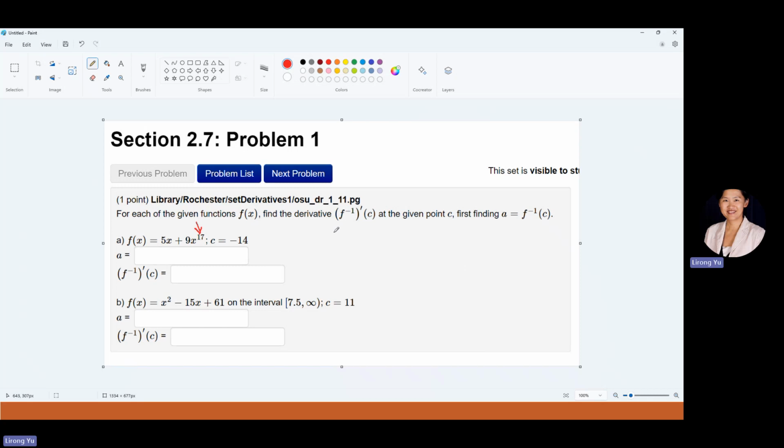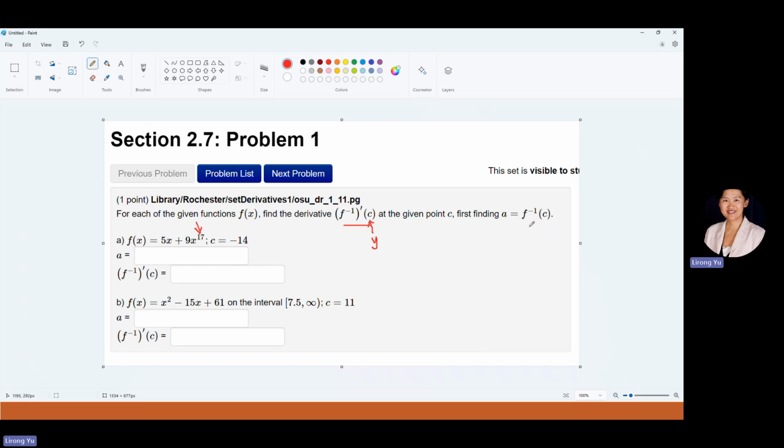The question says, for each of the given functions, find the derivative f prime of c at a given point c, where a equals f inverse of c. So what does it mean? c is the input for the inverse, so c actually represents a y value. I hope that makes sense. Are you okay? This is an inverse.